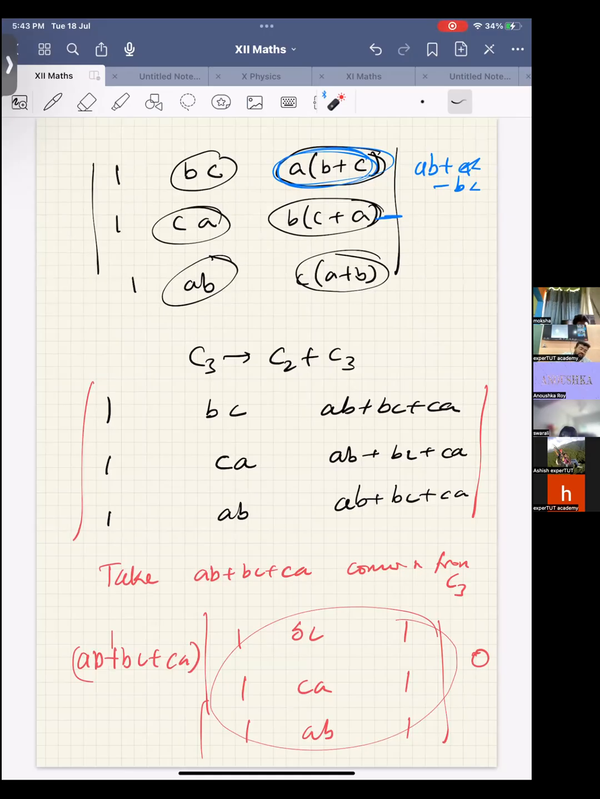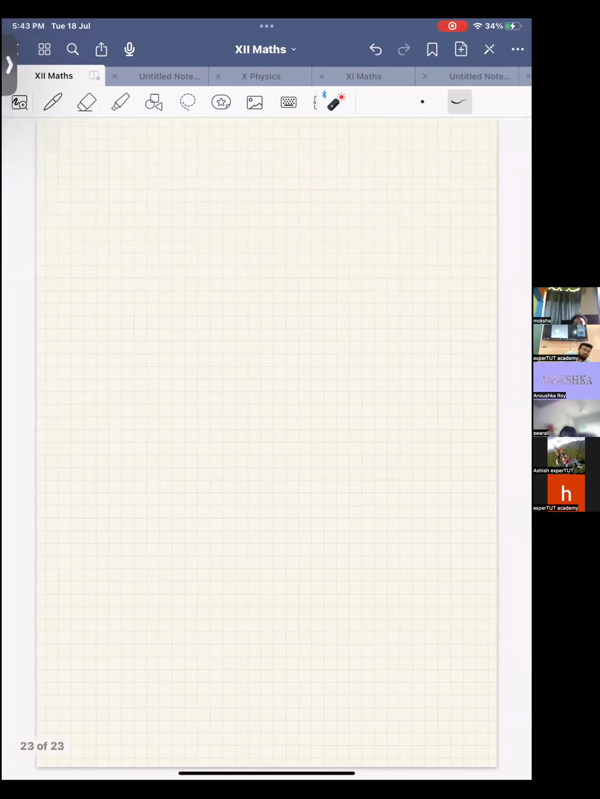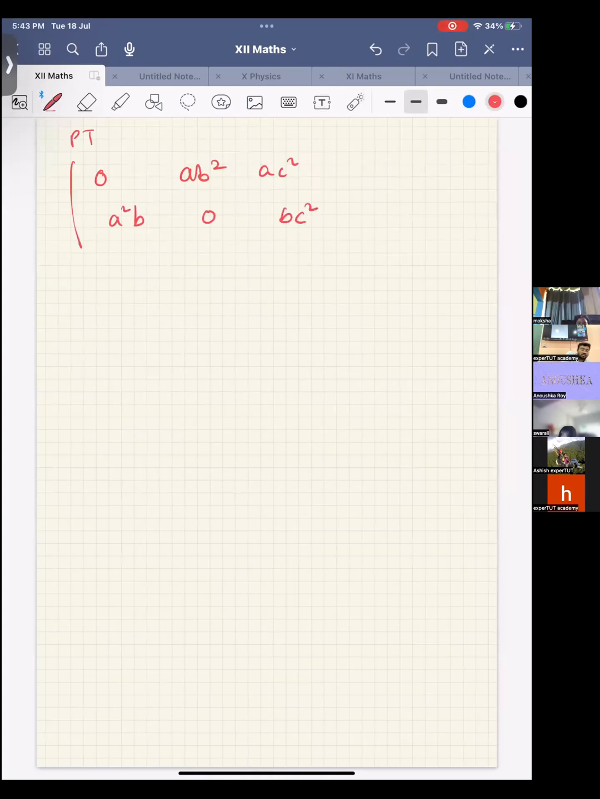Look, write this. Prove that the determinant with rows 0, AB squared, AC squared; A squared B, 0, BC squared; A squared C, CB squared, 0 is equal to 2 times A cube B cube C cube. Okay?